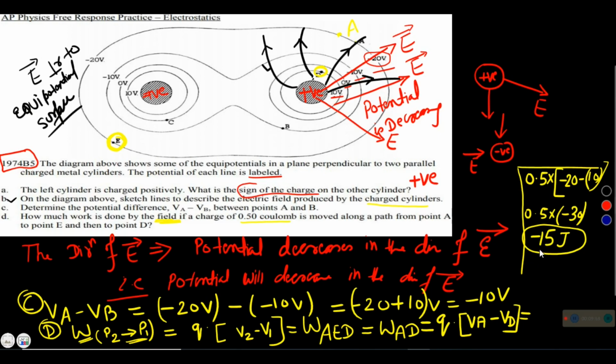If you have to find the work done due to the applied force, you have to simply change its sign, that is, take the negative of this answer, which is plus 15 joule.